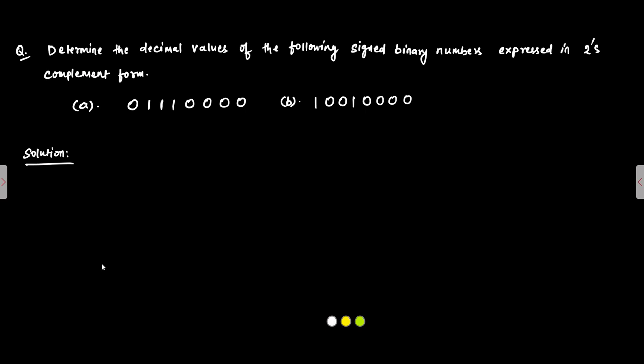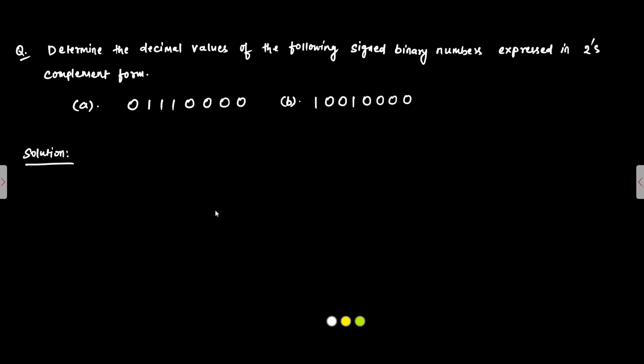So here is another question. We have to determine the decimal values of the given signed binary numbers in 2's complement form. The first number is 0111 and then 4 zeros. The second one is 1001 then 4 zeros.